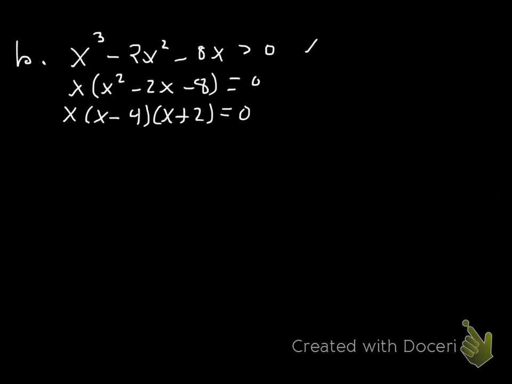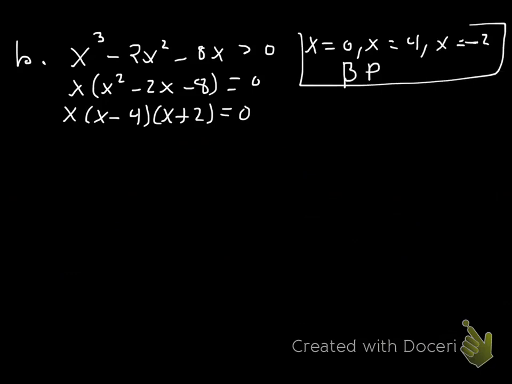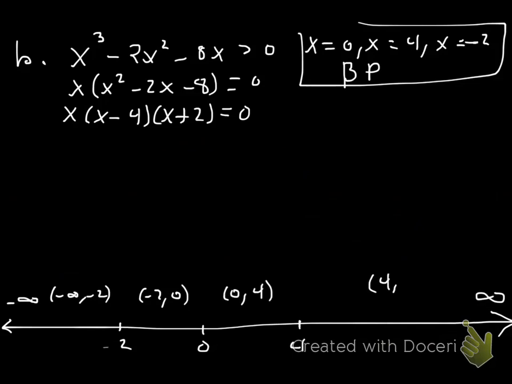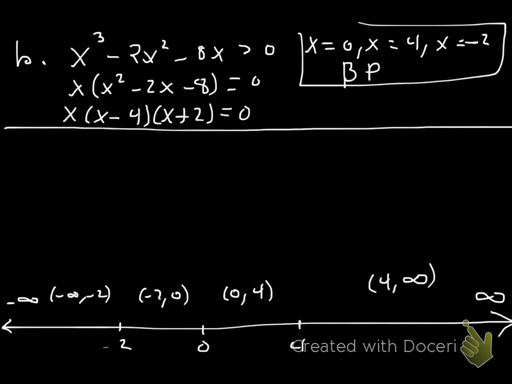So if we set each factor equal to 0, we'll have x is 0, x is 4, and x is negative 2. So I call boundary points, or maybe cut points is what we've also called them. So we'll go ahead and draw our number line in with our 3 boundary points. And we'll write in our intervals also for each one. So we don't have to go back and write in what those intervals are later on. We'll have them there ready to go.